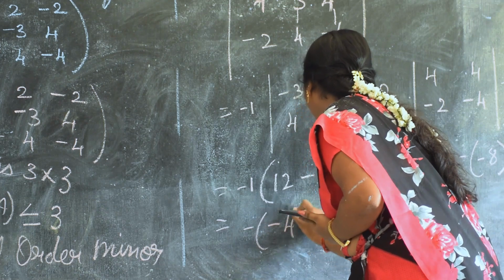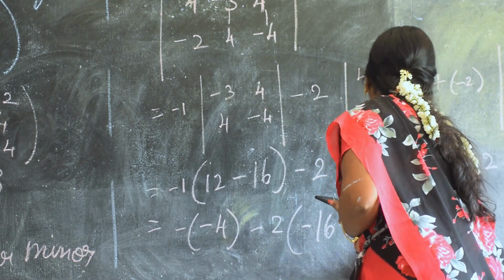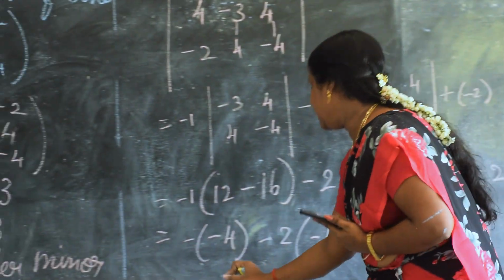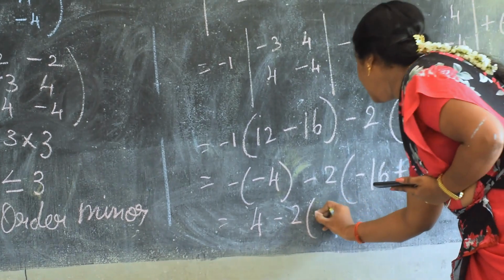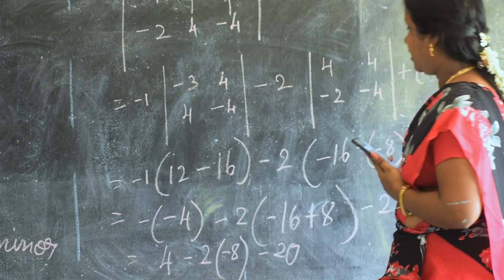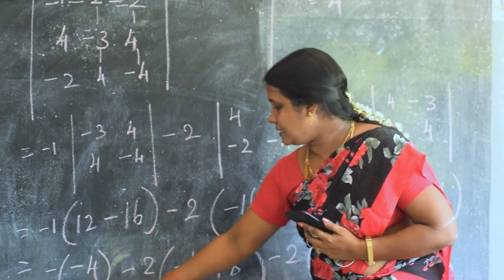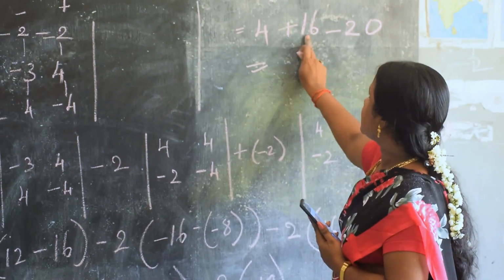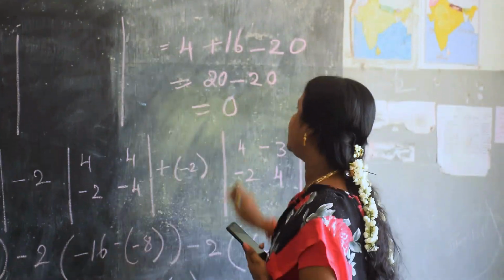Minus of minus 4. Minus 2 into minus 16 plus 8. Minus 2 into 16 minus 6 is 10. So what is the answer? 4 minus 2 into 16 minus 8 is minus 8. 10 2s are 20. Now again you simplify this. 4 minus into minus plus 8 2s are 16. So plus 16 minus 20. So 16 plus 4 is 20 minus 20. This is equal to 0.